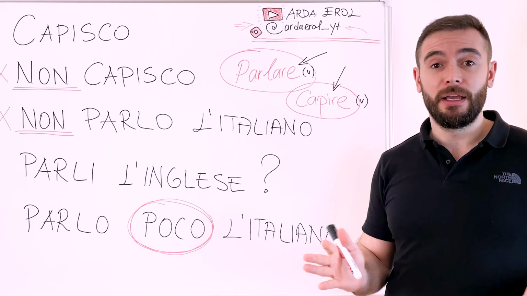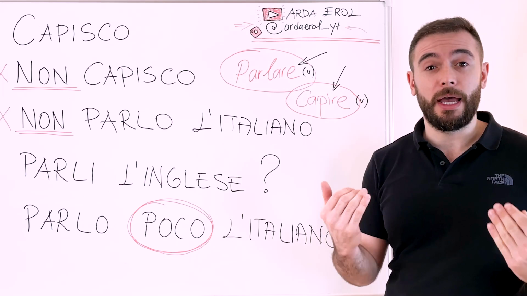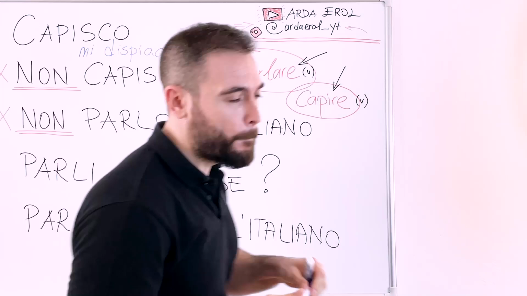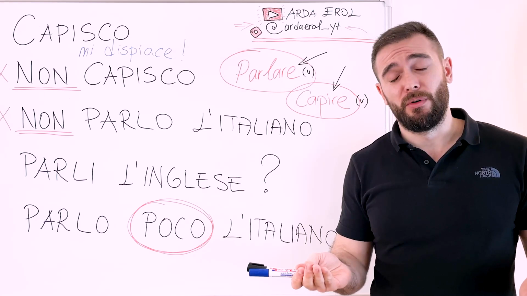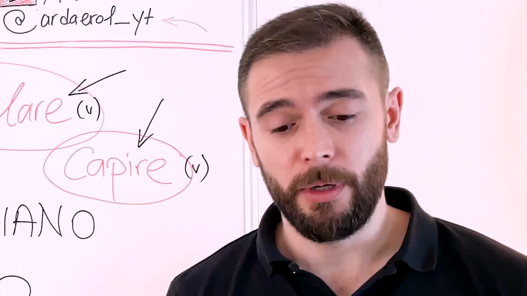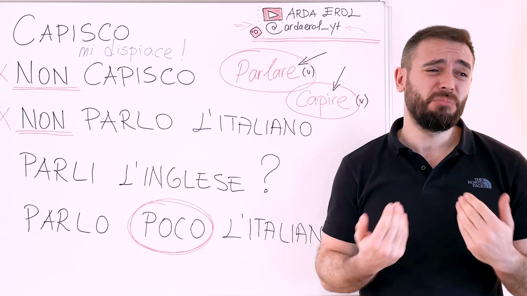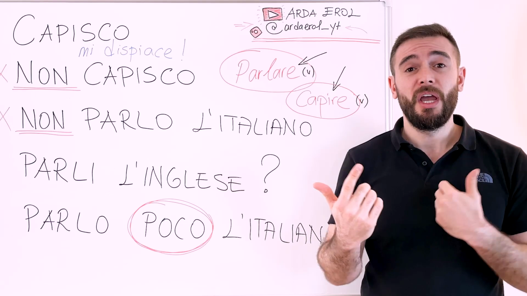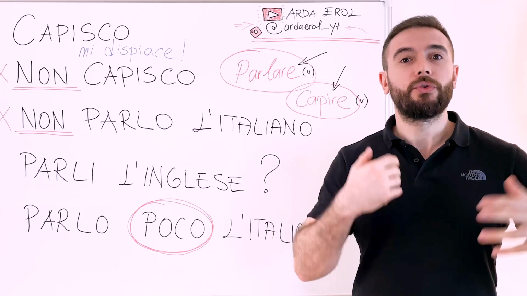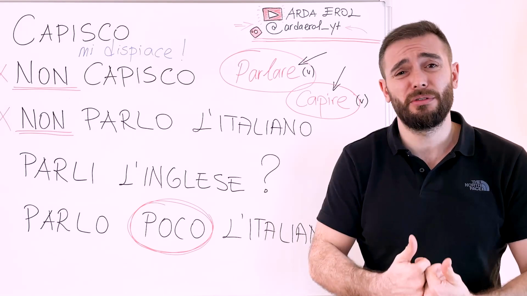Since we want to be really kind, I want to add another phrase at the beginning of this conversation, which is mi dispiace. Mi dispiace, non capisco, io non parlo l'italiano. Okay, focus and try to understand what I'm saying right now. Try to repeat with me. Mi dispiace, I'm sorry. Mi dispiace, non capisco, I don't understand. Mi dispiace, I am sorry.